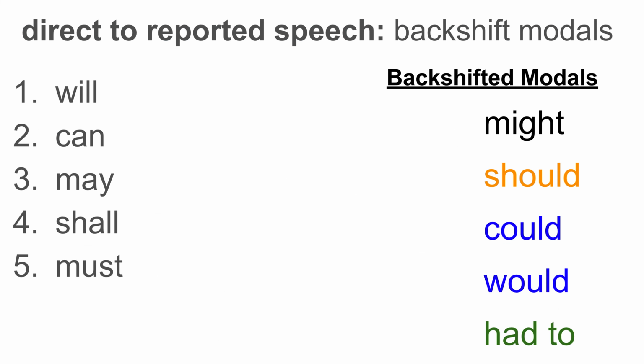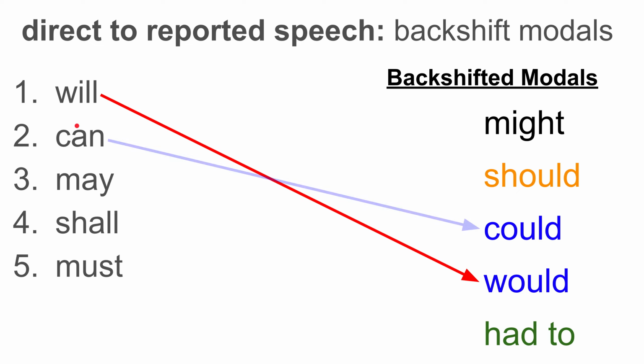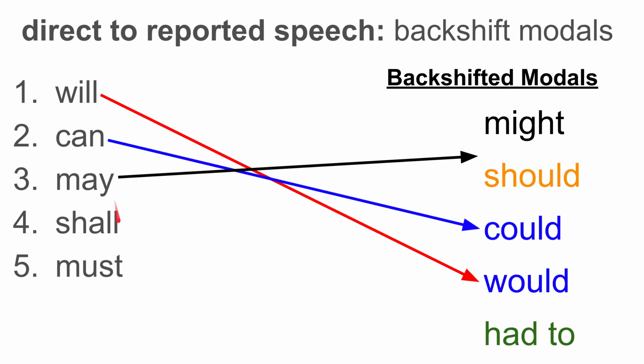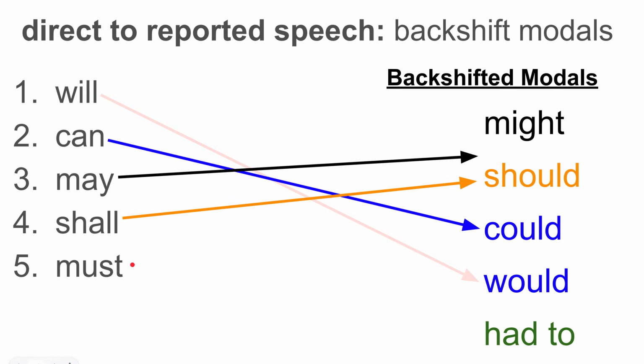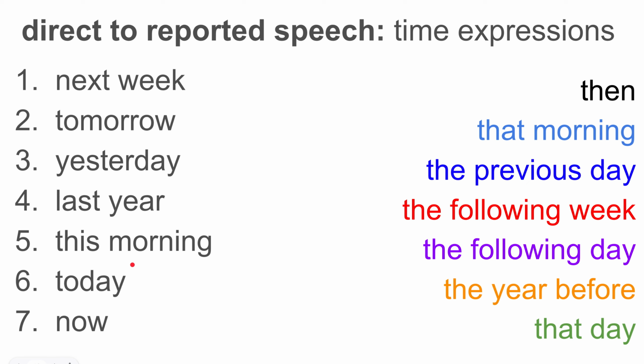Practice makes perfect. Let's look at how to backshift modals. Will becomes would, can, could, may, might, shall, should, must, had to. We also need to backshift or change our time expressions. We're going to show you a little bit how to do this, but take about 10 seconds and try to guess which of these expressions on the right matches the expressions on the left. Take about 10 seconds.